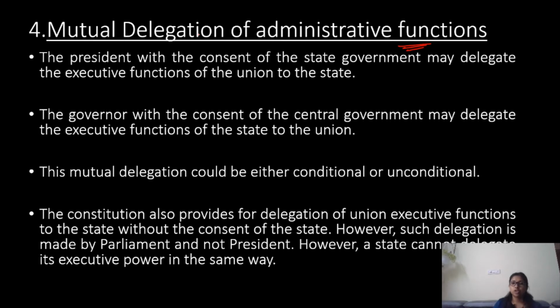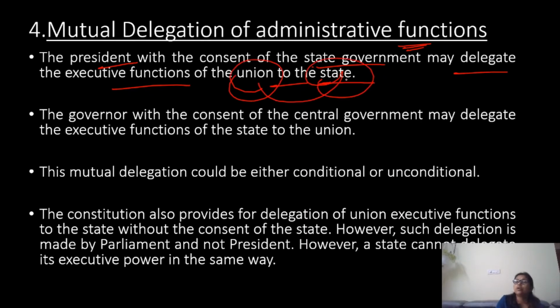Similarly here also, the center can delegate some administrative function to the state, or vice versa. Or the state has some administrative function and can delegate it to the center. Got it? So that is possible. The president needs to take consent from the state government. So the president, with the consent of the state government, can delegate the executive functions of the union to the state. That means the center's administrative function can be delegated to the state. For that, the president needs to take the consent of the state government.